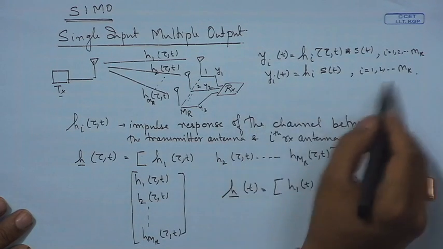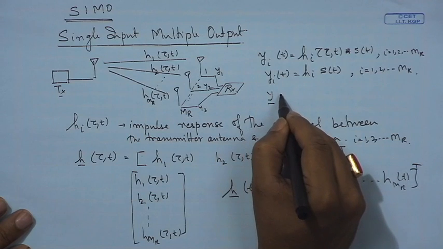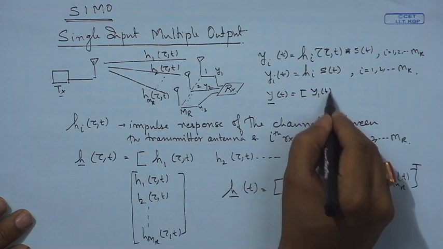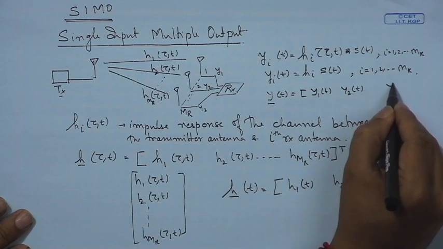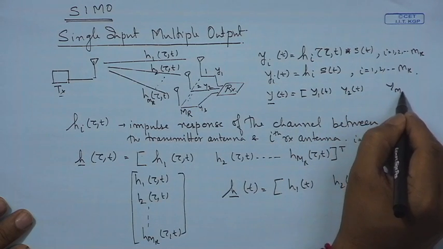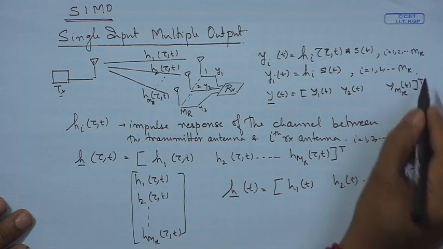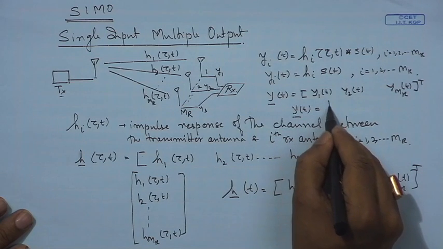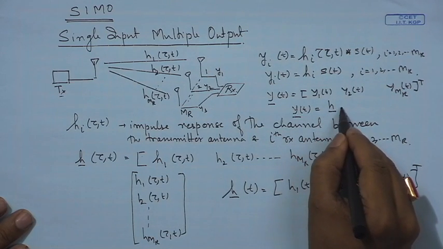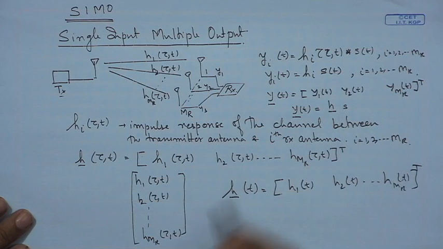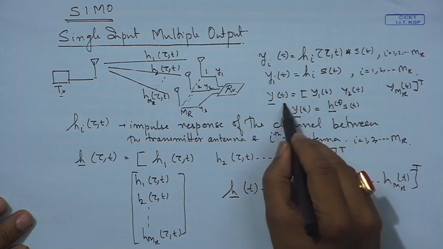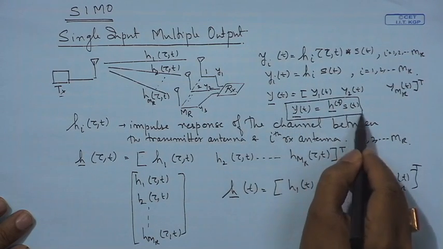And for i equals 1 to M_R, you could write it in vectorial form, y(t) is equal to [y1(t), y2(t), up to y_MR(t)] transpose, or we could write y(t) is equal to h vector times s. So that is in short form. You could write s(t), h(t). We could write this in the vectorial notation as the received signal.